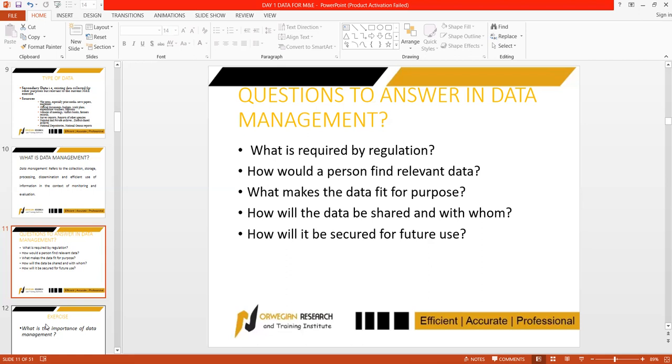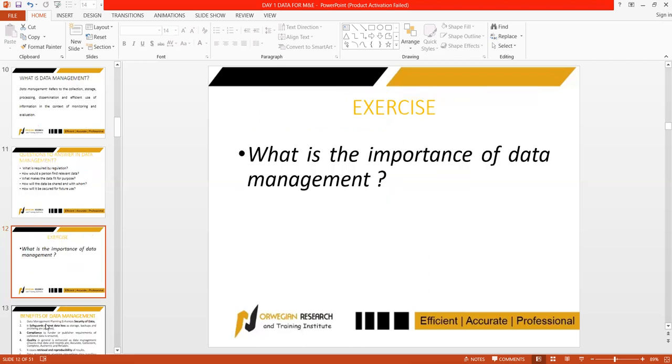So we shall also have locations where we keep our data. And currently, we can easily keep them in the cloud. It's very safe. Every organization is coming up with a system of how they can keep them in the cloud. You will hardly lose your data. And that can only be addressed in this concept of data management. So this is just a brief exercise.